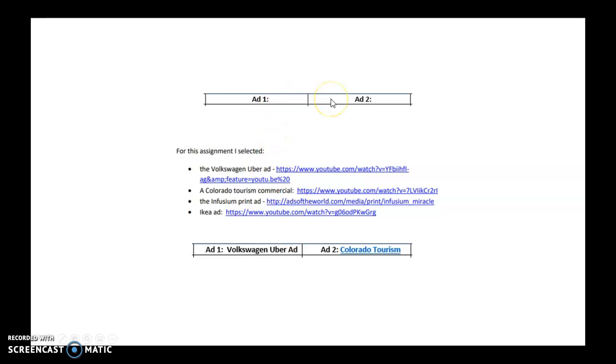So this is how it appears in the template. I took my ads that I selected, and you'll notice I entered in for ads 1 and 2. Because this was not an ad from the choices provided by the school, I put a hyperlink in so that it's easy to access that ad.